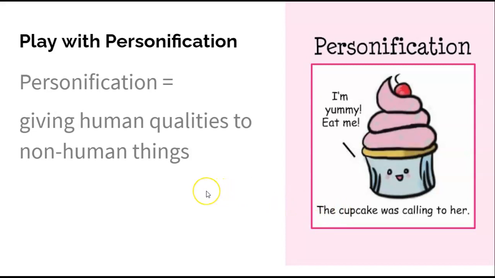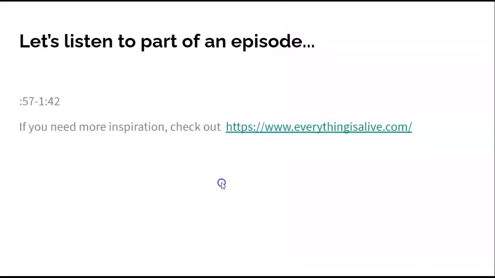Okay, so part of the learning target was personification. You're going to be personifying something. In case you forgot or never learned this yet, personification is a literary technique where a writer will give human qualities to non-human things. For example, this cupcake is not actually calling to her and saying, I'm yummy, eat me. Personification is just a tool writers use to make their writing more fun.